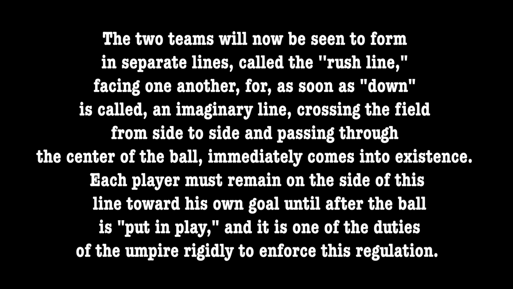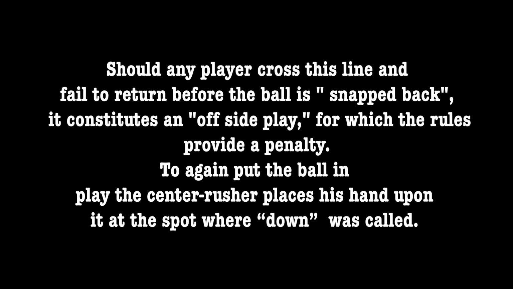The two teams will now be seen to form in separate lines, called the rush line, facing one another, for as soon as down is called, an imaginary line crossing the field from side to side and passing through the center of the ball immediately comes into existence. Each player must remain on the side of this line toward his own goal until after the ball is put in play, and it is one of the duties of the umpire rigidly to enforce this regulation. Should any player cross this line and fail to return before the ball is snapped back, it constitutes an offside play for which the rules provide a penalty.